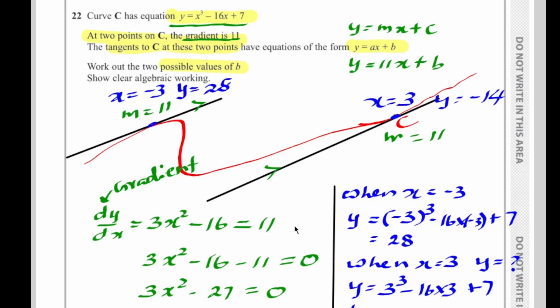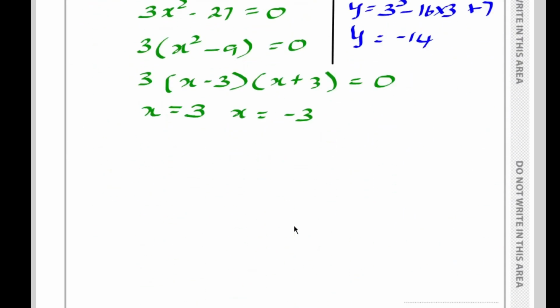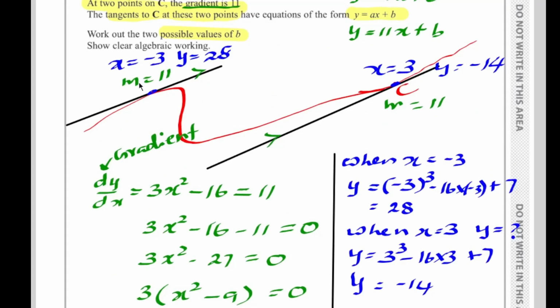So I'm getting two coordinates now. I'm going to write them here. 3 comma minus 14. The other one is minus 3 comma 28. So these are the two coordinates where these two lines, two tangents, pass through.